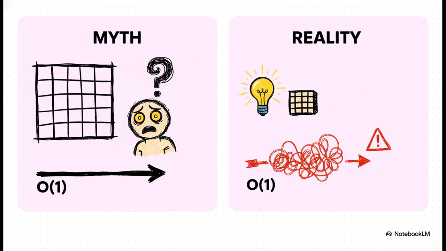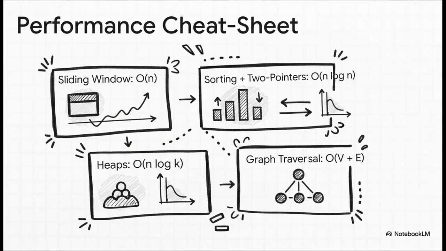And hash maps? We love saying they're O(1), constant time, but that's the average case. A good interviewer is going to ask, what about the worst case? You need to know that answer. You can think of this as your performance cheat sheet. When you see a problem that fits the sliding window pattern, your goal should be O(n). If you have to sort things first, you're probably looking at O(n log n). For graphs, it's about the number of vertices and edges. Knowing these benchmarks helps you gut check your own solutions and know if you're on the right track.